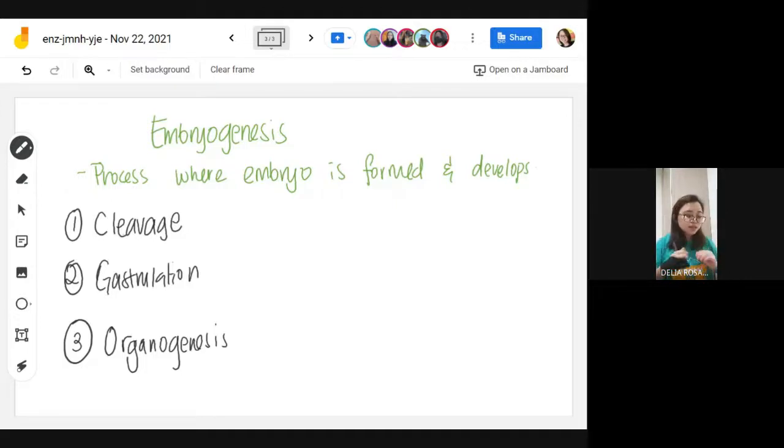Can anybody give me the names? During cleavage, what are the names? Gastrulation, what are the names?